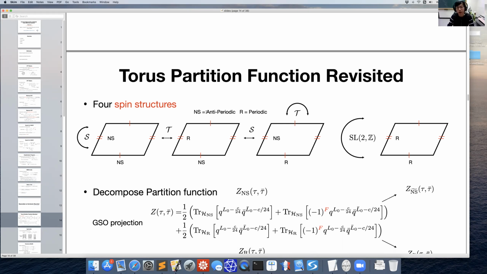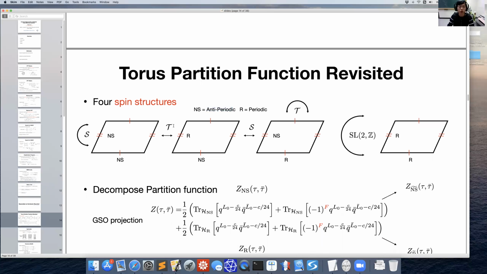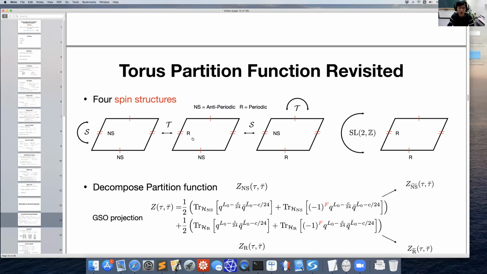For historical reasons, we call the anti-periodic condition NS, which stands for Neveu-Schwarz, and the periodic condition Ramond, in the R sector. And here I show you the 4 sectors and how they transform under S and T. The T transformation maps the periodicity of this part to this part, while the S transformation exchanges the 2 boundary conditions. So then you understand this picture.